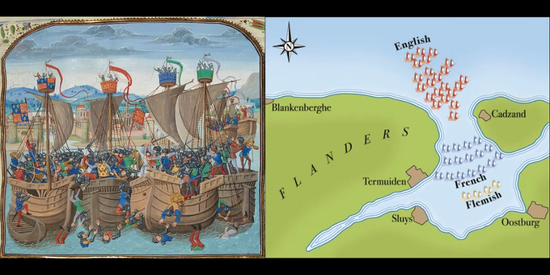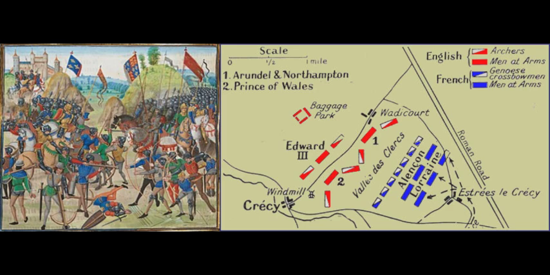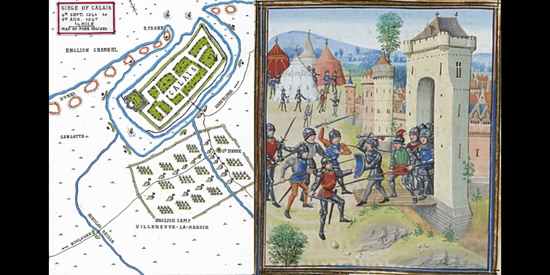Key phases and battles. The Edwardian phase, 1337 to 1360. Battle of Sluis, 1340, a naval battle in which the English fleet destroyed a large French fleet, securing English control of the English Channel. Battle of Crécy, 1346, a significant English victory where the use of the longbow proved decisive against the French knights. Siege of Calais, 1346 to 1347. Following the victory at Crécy, Edward III besieged and captured the strategic port of Calais, which became a key English stronghold for the remainder of the war.